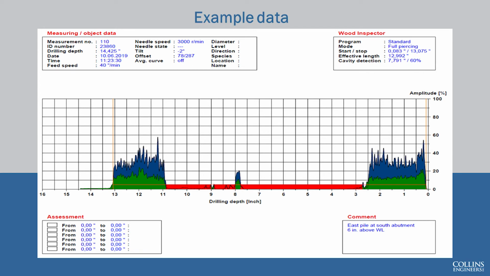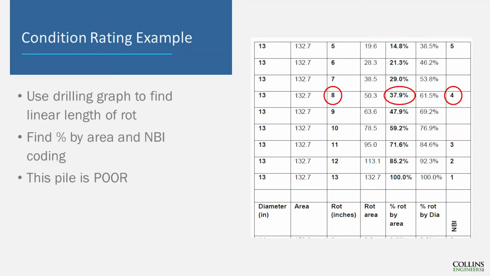The effective length, so it's a 13-inch pile, so you can use all these in the next slide to actually come up with your rating. You take that information, you got your pile diameter on the left, 13 inches. You got your rot, which we saw was 8, and then that can calculate your percent rot by area, about 38%. That puts that condition state in a 4.